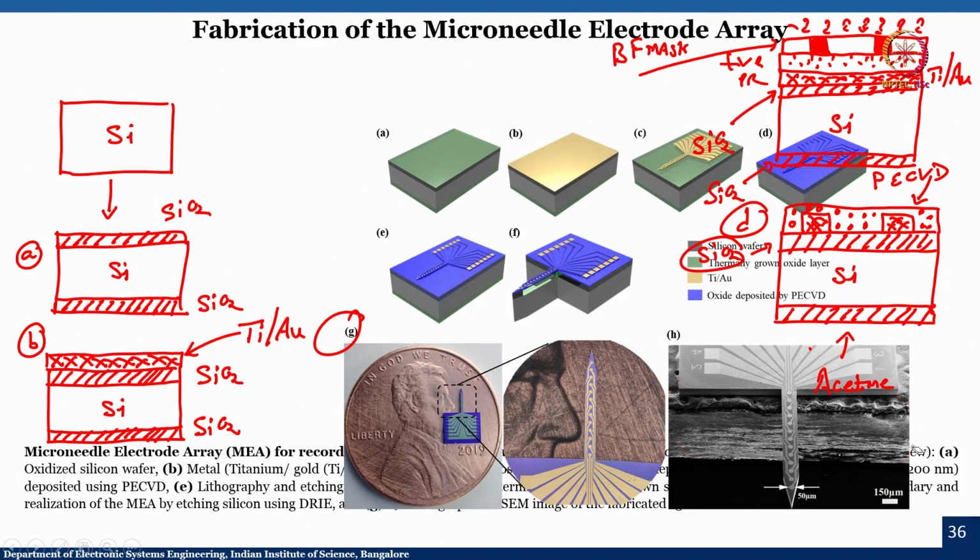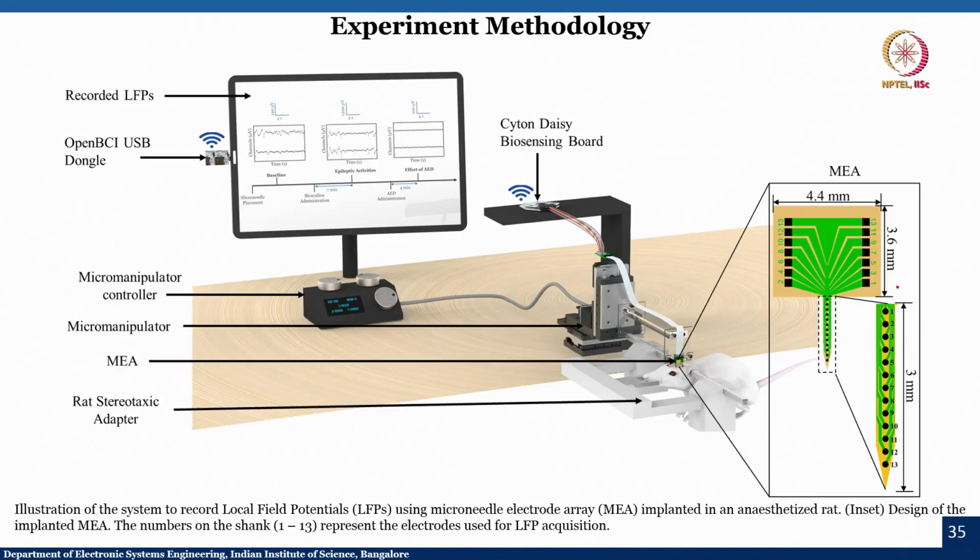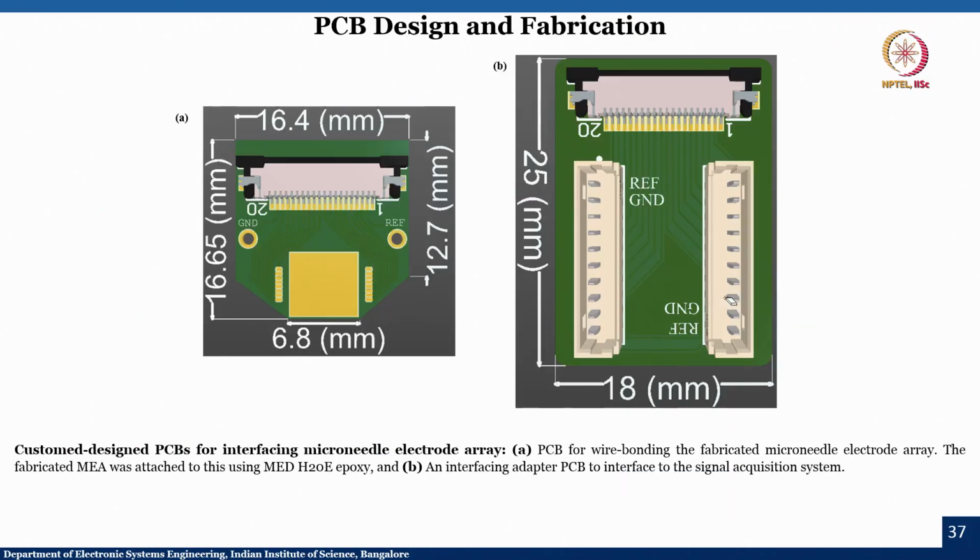Now, once you implant it, you need to also attach it to the electronics. You can see here this needle is there, but finally it is attached to the electronics so that it can be further used for acquiring the signal. So, for that we have a PCB for wire bonding the fabricated microneedle. You can place the microneedle in this area, and then it goes like this, and the pads of the microneedle can be wire bonded onto this like this.